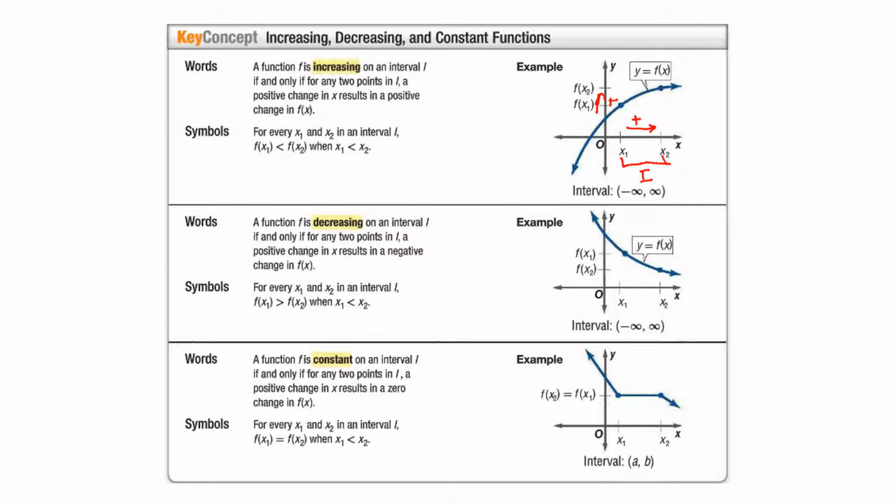Now, if it's decreasing, as I add a positive change here, I'm going to end with a negative change. And then when it's constant, as I do a positive change in the x, I'm going to get no change in the y, okay? 0 change. From here to here, there is no change in the y.